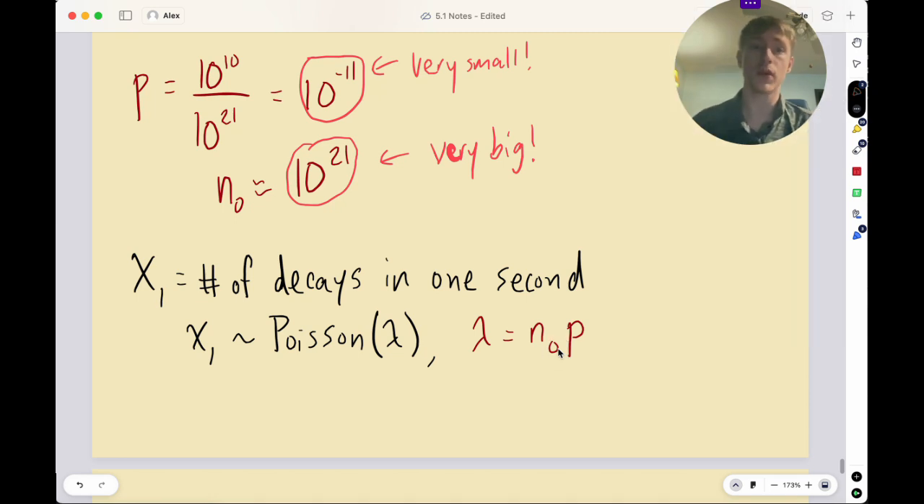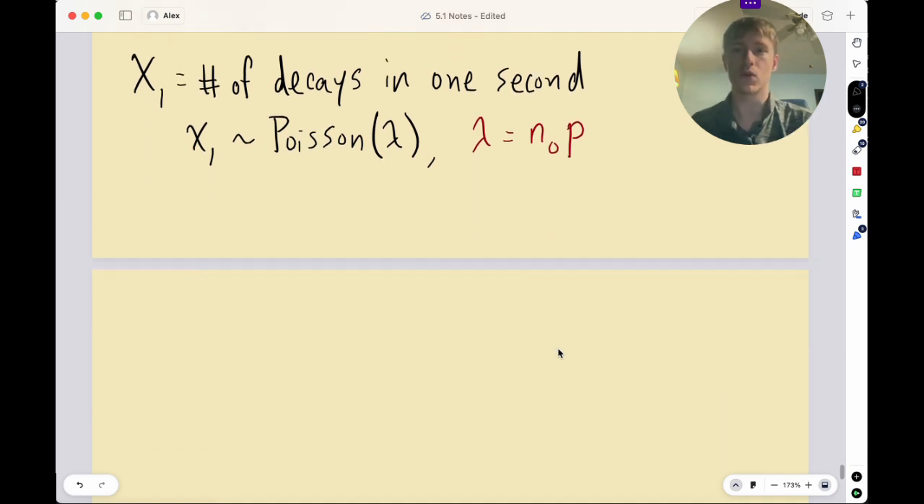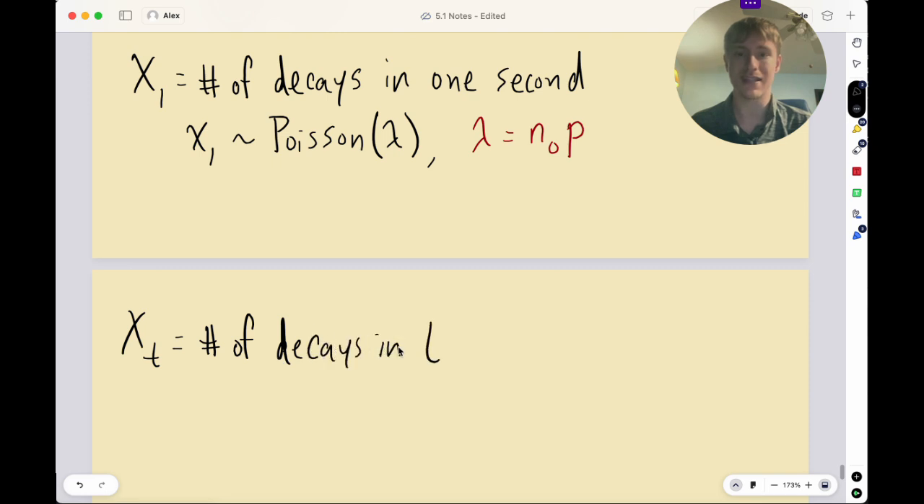Okay, but it might be a little bit more useful to try to think about this in terms of a different random variable. Okay, so let's consider the random variable xt, where xt is the number of decays that occur in t seconds. It's not at all obvious what this distribution is. But what I can tell you is that xt can be thought of as taking the distribution x1 and just adding it to itself, t times.